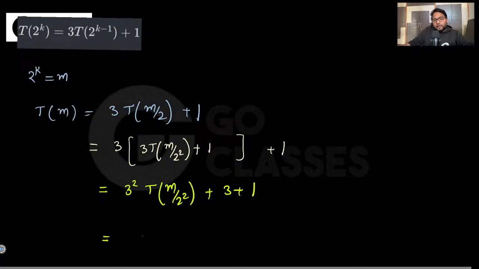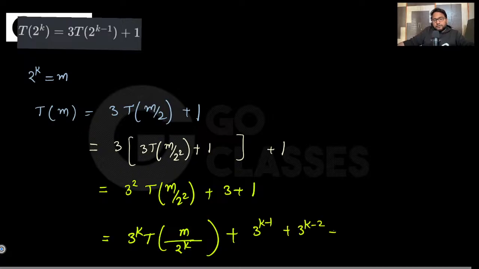I think if you keep on doing it, this will be 3 power k times T of m upon 2 power k, right? And there will be k such terms, so this is 3 power k minus 1 plus 3 power k minus 2 till 1. Now let's just assume that to be 1, so basically k will be log n, so k will be log base 2 of m.